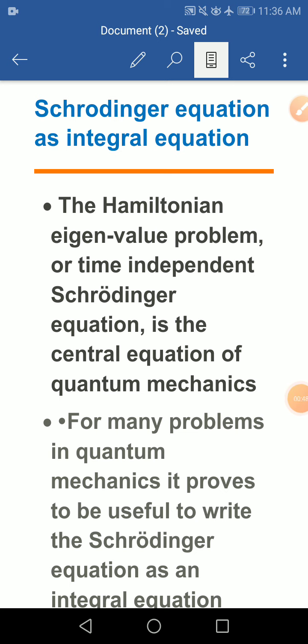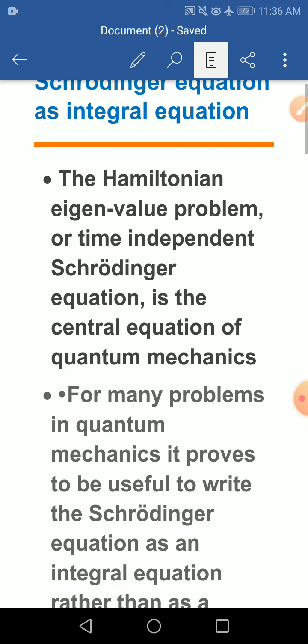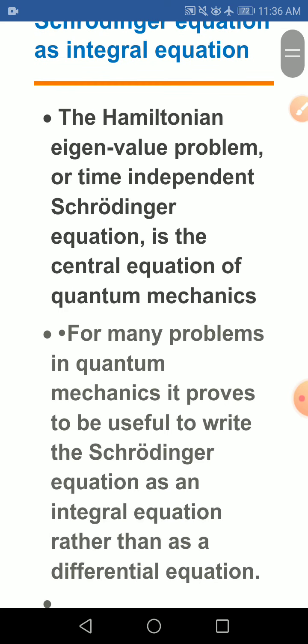So now we are getting to our topic, the Schrodinger equation as an integral equation. The Hamiltonian eigenvalue problem, or time-independent Schrodinger equation, is the central equation of quantum mechanics. For many problems in quantum mechanics, it proves to be useful to write the Schrodinger equation in its integral form rather than as a differential form.